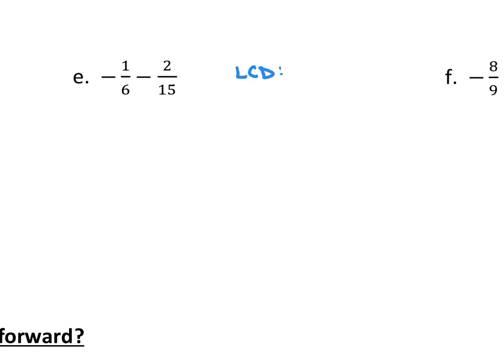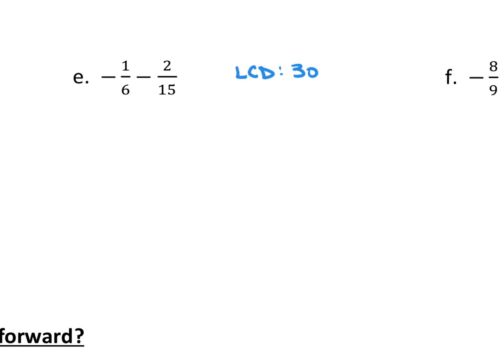And here, this is one of the more difficult LCD problems, but again, if you're not sure, let's work with the larger number. 15 times 1 is 15. And is 15 divisible by 6? And the answer is no. If we multiply 15 times 2, we get 30. And is 30 divisible by 6? And the answer is yes. So 30 is our LCD.